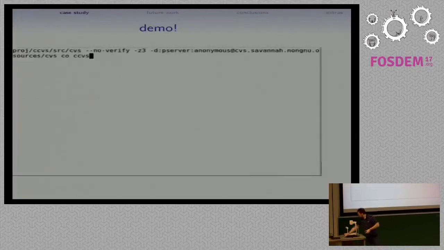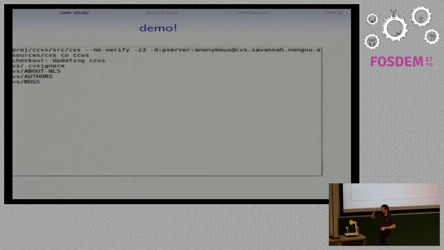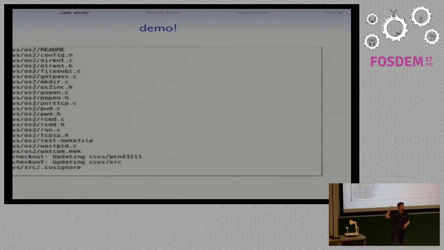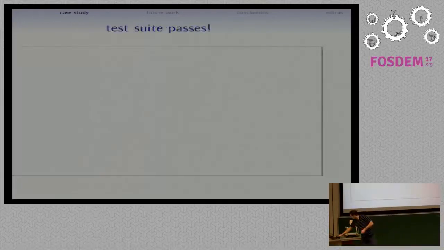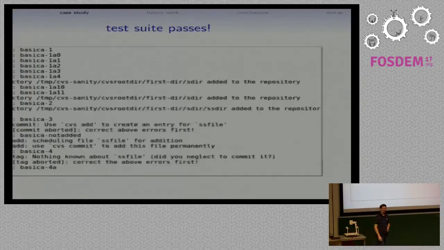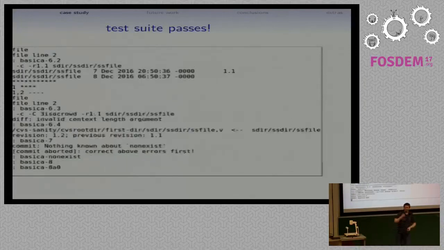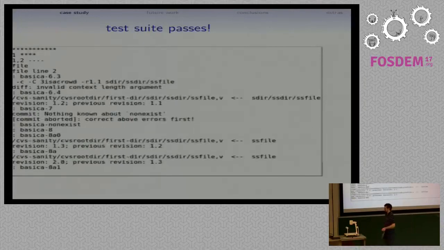But I can at least demonstrate that I can use this partially Rustified version of CVS to clone the CVS source tree from CVS. So that's cool. Maybe that's not very convincing, right? Maybe more convincing is that the CVS test suite, which takes like an hour to run, actually still passes. I'm going to pause for applause here.